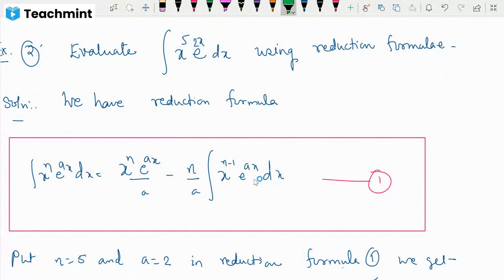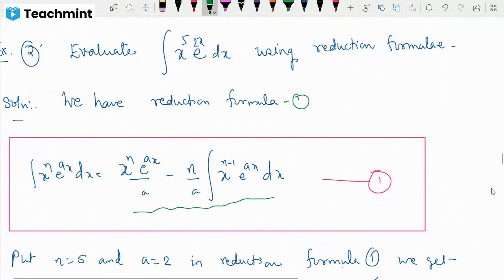Yeah, so we are varying values of n and a both in example 2. So we have reduction formula 1. Actually, you can write it as reduction formula 1. See, what is that? Same integration of x raised to n e raised to ax dx, and that is equal to this integration. To evaluate this integration, we have to use this reduction formula.